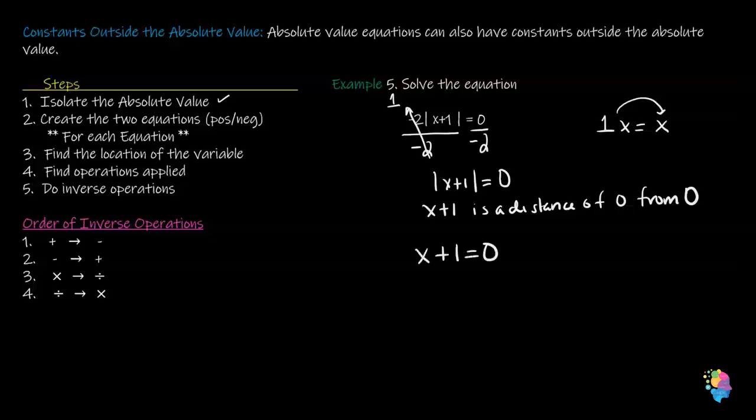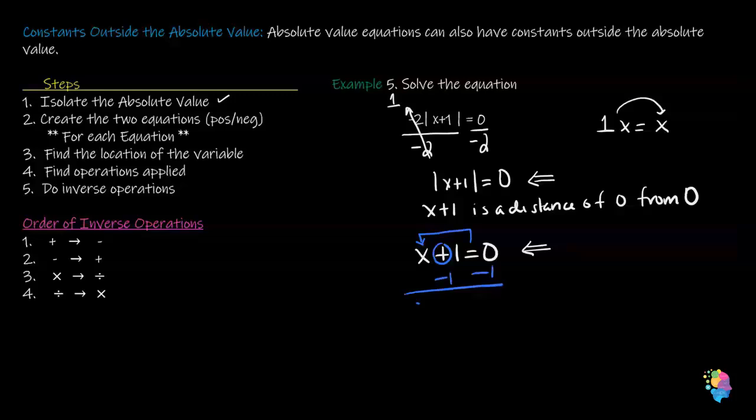This time, because your absolute value equals 0, you only get one equation, because the only number that is 0 units away from 0 is 0. And now we solve. On the left side is our variable with addition. The opposite of addition is subtraction.